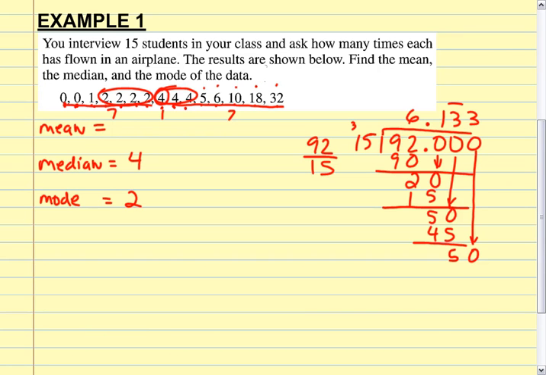All right. So my mean is 6.13 repeating. You guys check and make sure I did that right, but I think I've got it. That's going to be our mean, median, and mode.